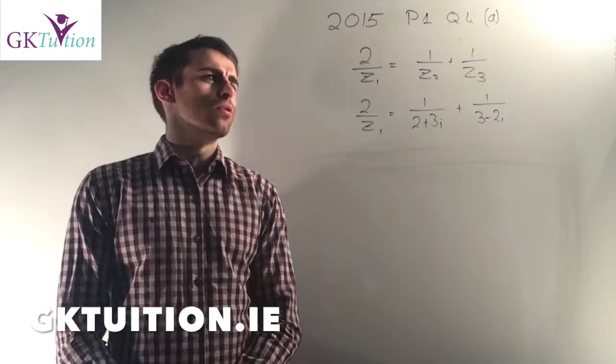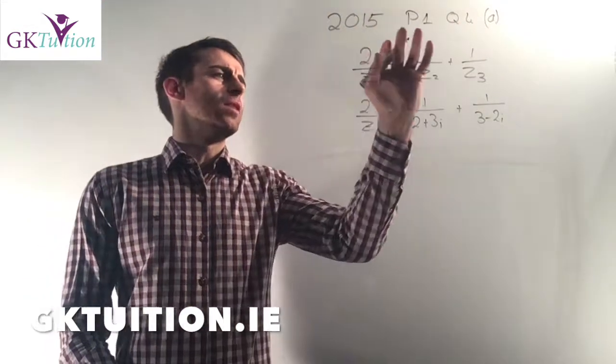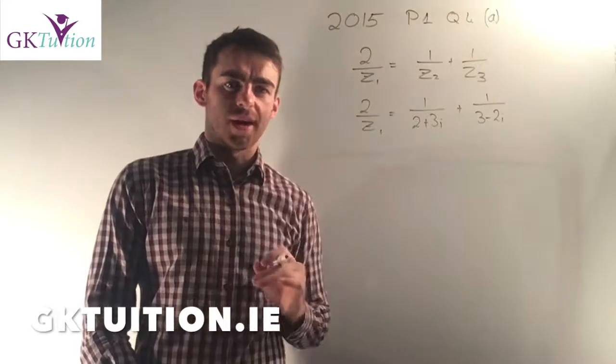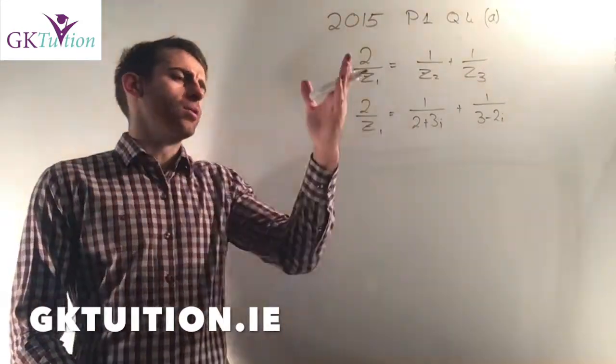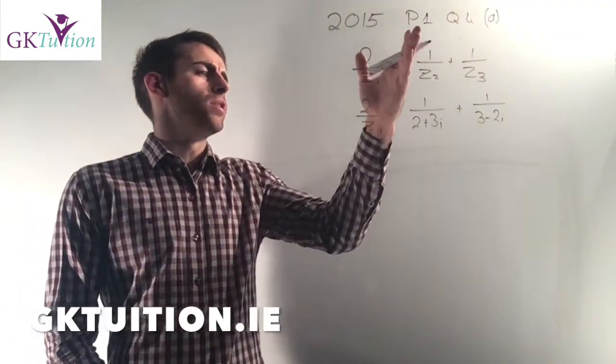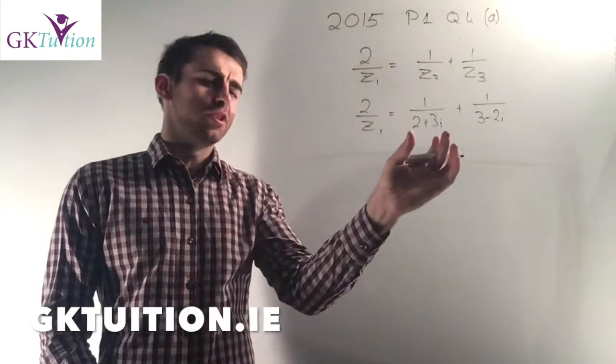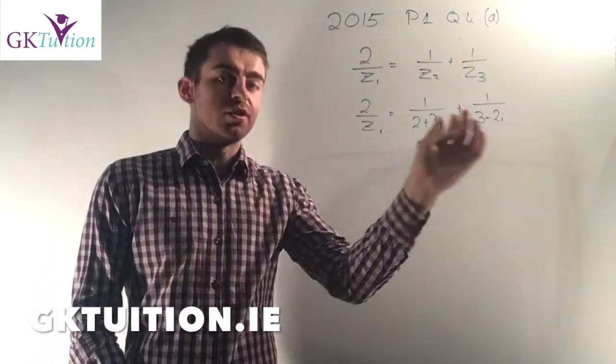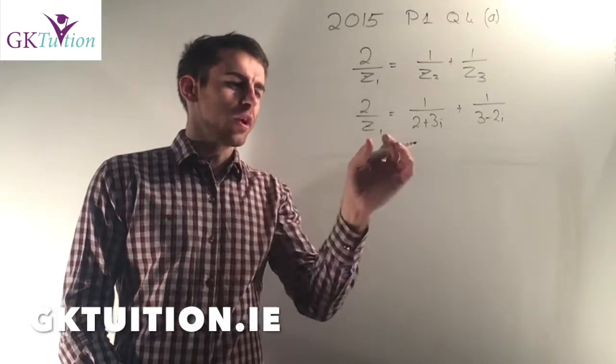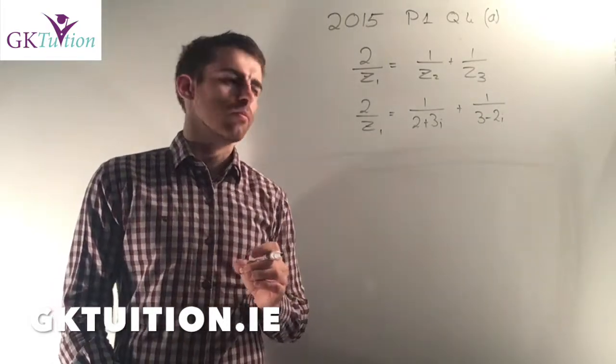Now the question that I've chosen to go through here is 2015 Paper 1 Question 4 Part A. In this question we're told that 2 over Z1 is equal to 1 over Z2 plus 1 over Z3. We're told that Z2 is 2 plus 3i and that Z3 is 3 minus 2i. The question then asks us to find Z1.